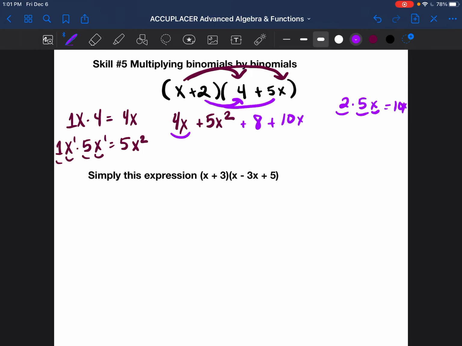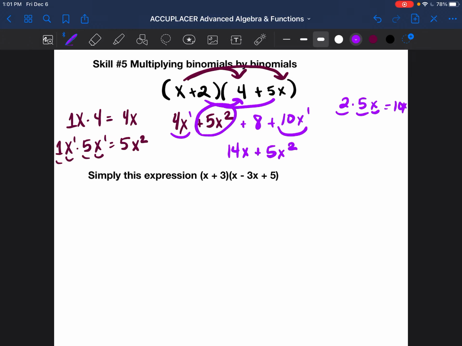Is there anything to combine the 4x to? Yes. There's also a 10x. They're like terms because they both have an invisible 1 by the x. 4x plus 10x, 4 apples plus 10 apples equals 14 apples, or 14x. There's nothing to combine the 5x squared to, so we're going to leave that 5x squared. And there's nothing to combine the 8 with because there's no other numbers by themselves.